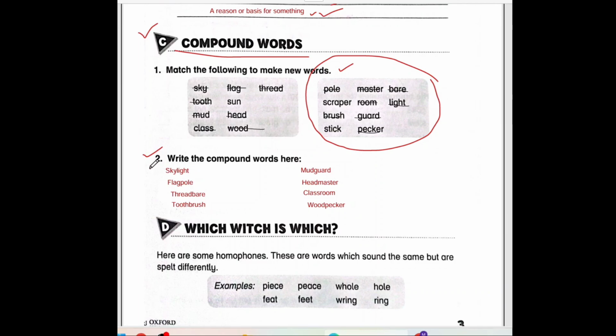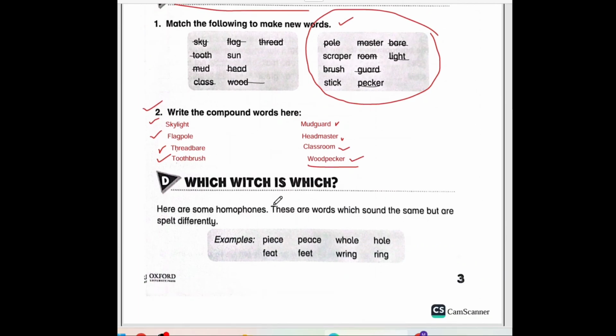So, skylight, flagpole, threadbare. You might be wondering what is threadbare. That is the worn out cloth basically. Toothbrush, mudguard. And do you know a mudguard is basically a guard used over the wheels in cycles, in bicycles, okay, to protect from the mud, from the water and all of this stuff. Headmaster, classroom, woodpecker. Woodpecker, do you know what is woodpecker? Woodpecker is a bird.